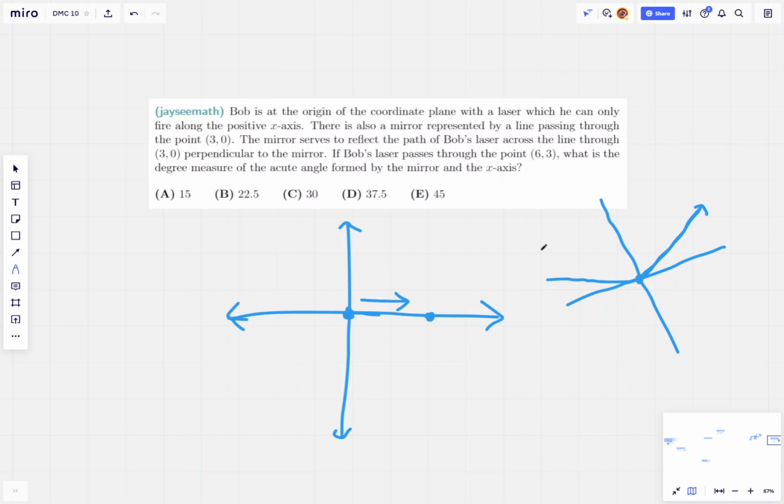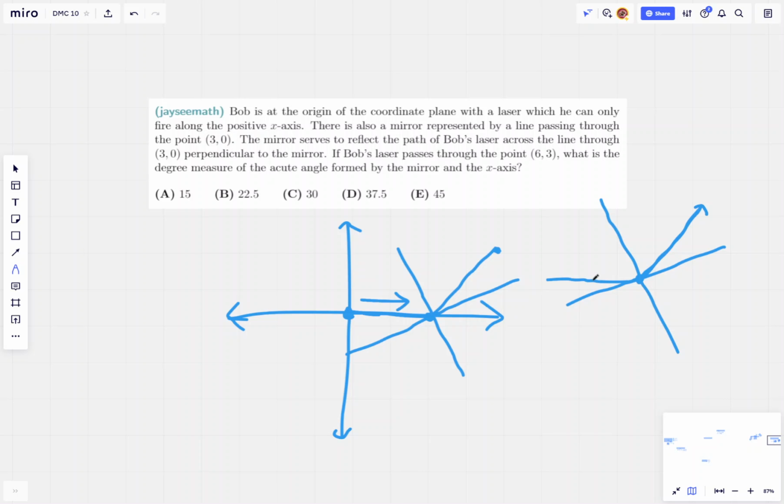Alright, so now we got that. Now we have the point (6, 3) where Bob's laser must ultimately pass through. We can draw it as this point here. And now we see that according to this diagram, we draw the mirror like this, and then we have the perpendicular like this. And then Bob's laser must go somewhere like this, where it's reflected according to this diagram.